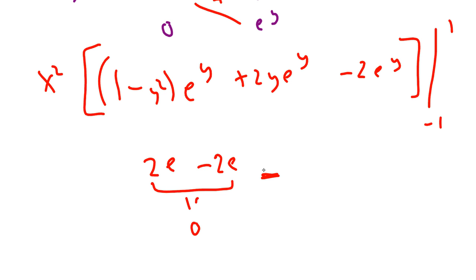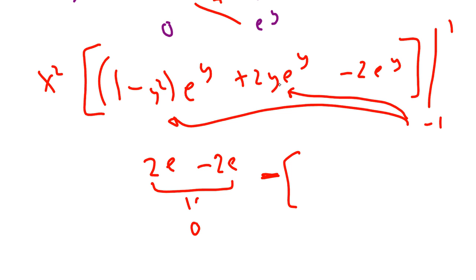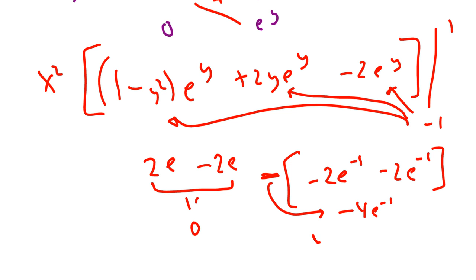I have to do minus whatever happens when I plug in -1. So if I plug in -1 here, it's being squared, 1 minus 1 is 0 again, so that's gone. If I plug it in here, I end up getting -2 e to the -1. And then if I plug it in here, I end up getting just -2 e to the -1. So that looks like we have -4 e to the -1, but then I'm negating it. So I end up with 4 over e, which is just a number.